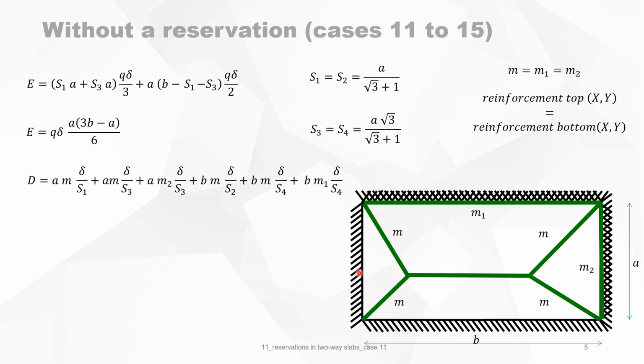We look now at the work done by the internal forces. We start from this side. This is the bending moment projected to this axis of rotation, which gives you M times A, and the angle of rotation is delta divided by S1. At the other side, we got M times A times delta over S3. Then we got the M2, which is of course M2 times A, and angle of rotation delta divided by S3.